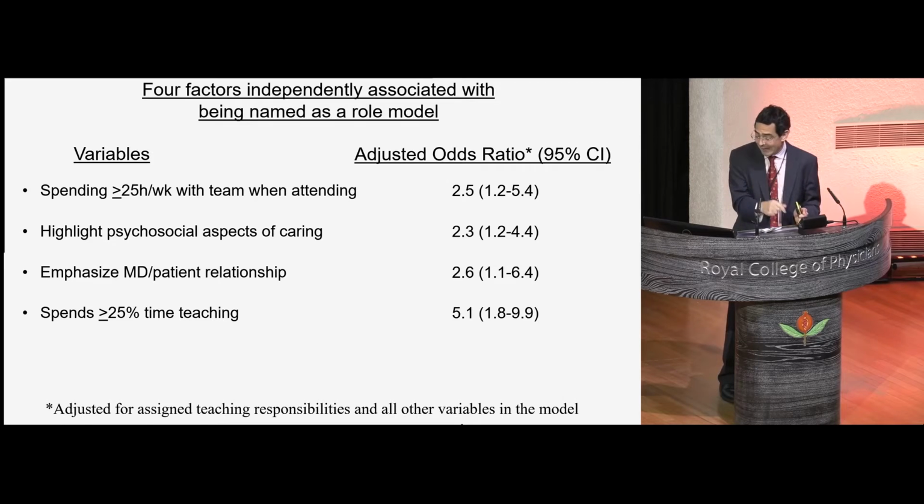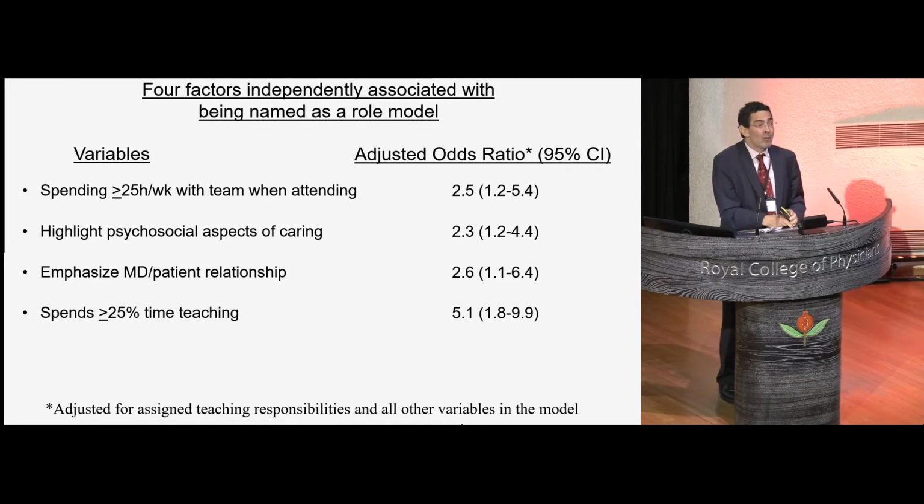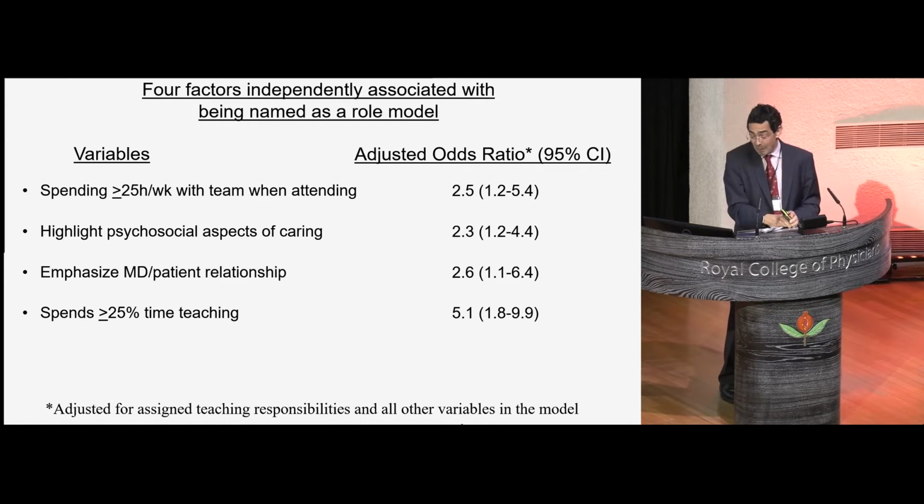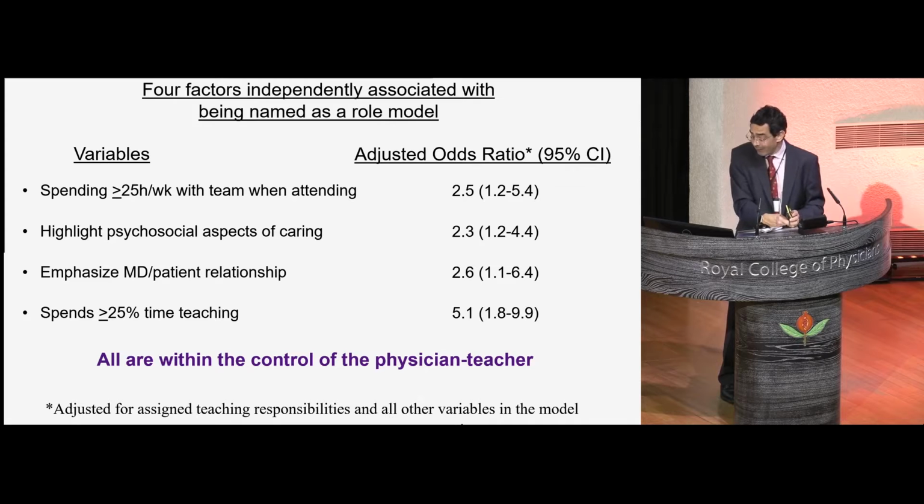At the end of the analysis, there were 4 factors that were independently associated with being identified as an outstanding role model. And they were spending more time with your team when you are the ward attending, highlighting the psychosocial aspects of care, emphasizing the importance of the doctor-patient relationship, and spending at least a quarter of your time teaching trainees. And you see, all of these are within the control of the teaching physician.